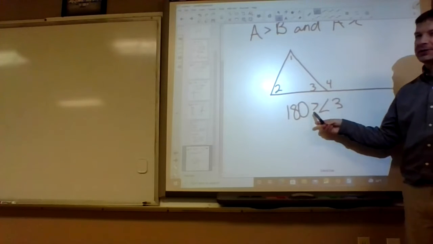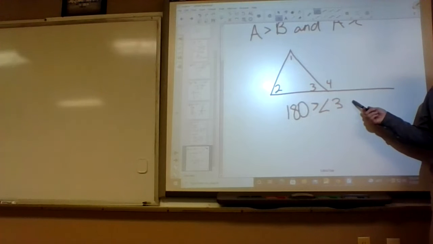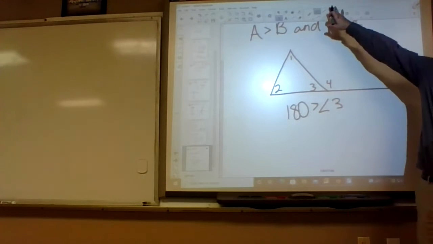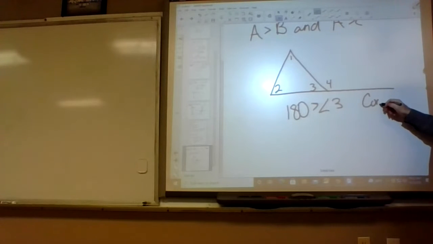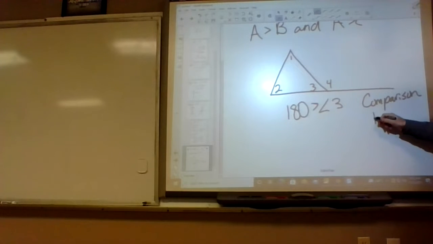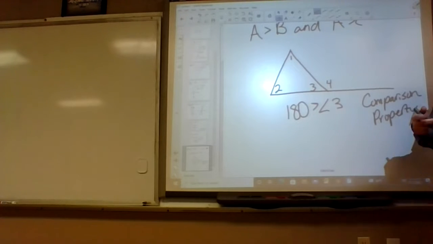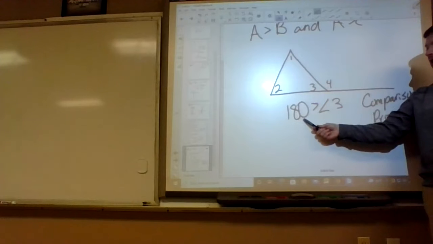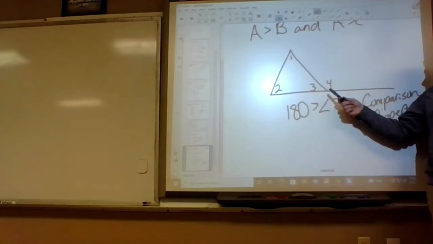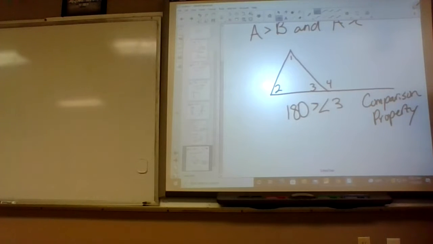Does that make sense? This is called the comparison property. If two little things add up to the big thing, then the big thing has to be bigger than the two things that added up to it. Like angle 3 plus angle 4 equals 180, therefore 180 is bigger than angle 3, or 180 is bigger than angle 4.